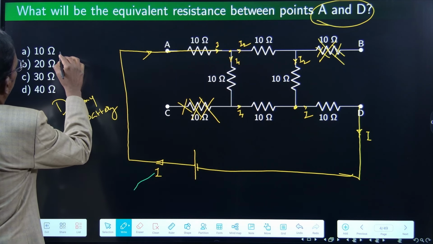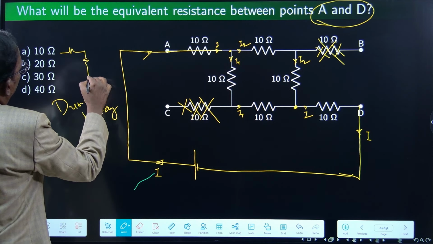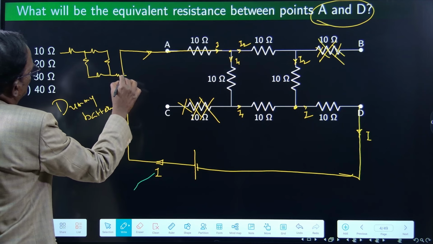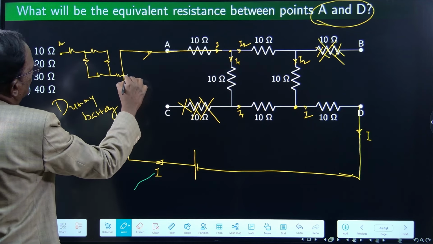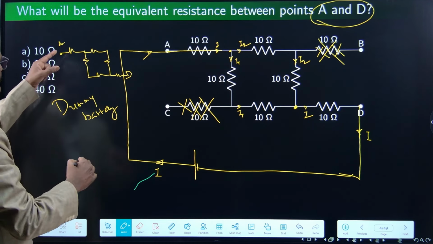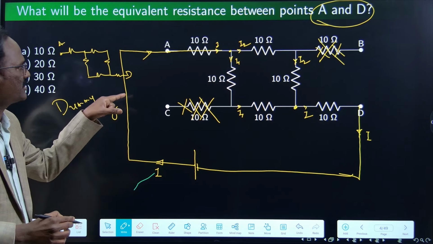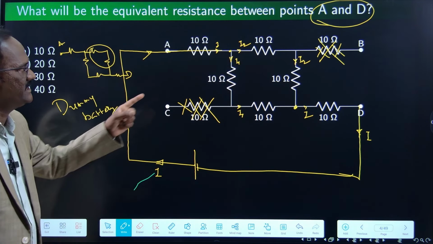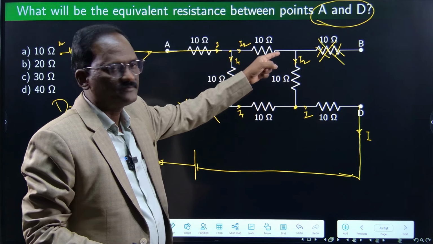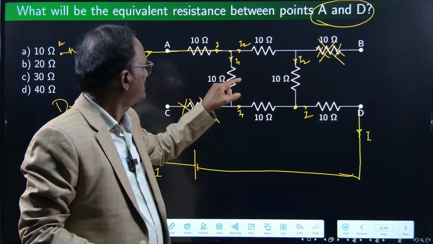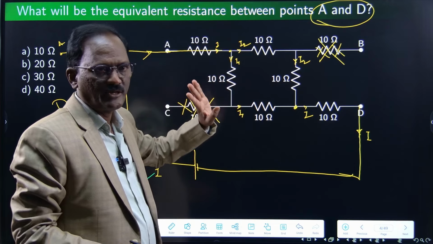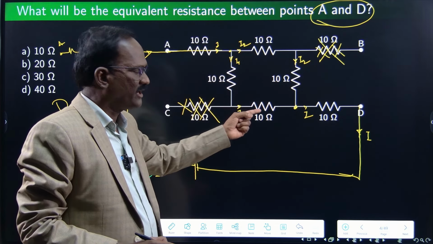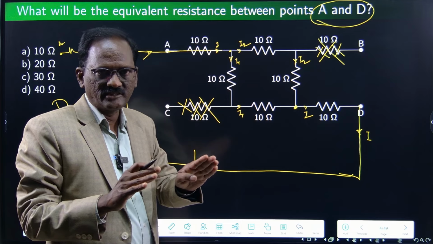This is the circuit. This is A and this is D. 10 ohms, 10 ohms, 10 ohms, 10 ohms, 10 ohms. Here it is divided, right? These two carry I2 amperes, so they are in series. These two carry I1 ampere, same current, so these two are in series. I1 ampere, same current flows through the circuit.